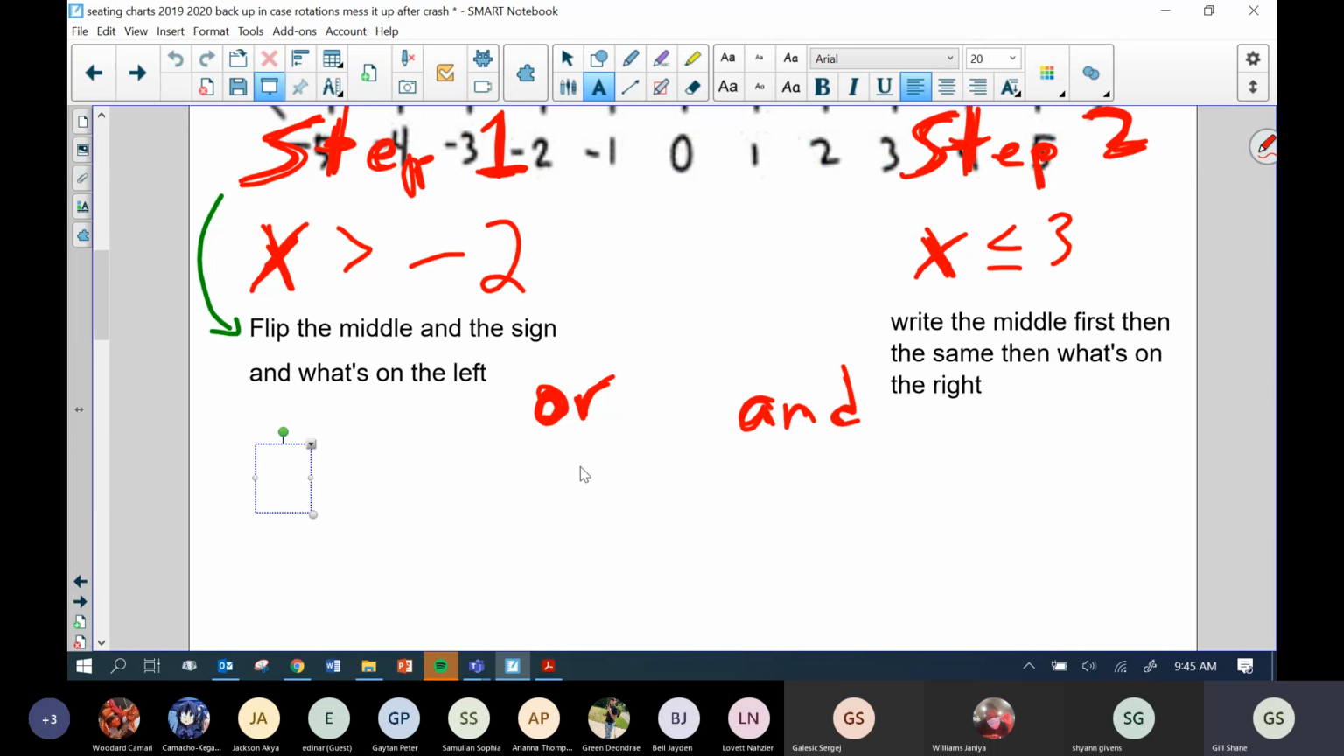Yes. So we're deciding. So right now we have two inequalities. We have this inequality, x is greater than -2. And then we have this inequality, x is less than or equal to 3. And we need to decide, do we join these with the word or do we join these with the word and when we say it? So here's what you need to write down.